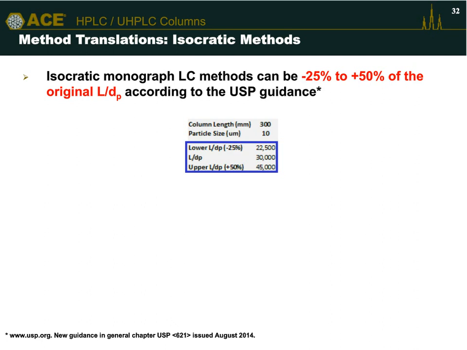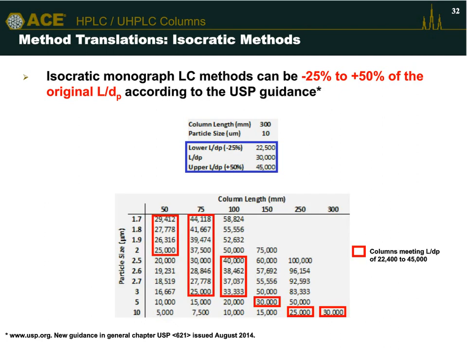So if we look at our column grid again, we can now see a lot more options available to us to convert our separation. We would still be complying with the guidance if we chose columns within those red boxes. So whereas previously we had 3 red boxes, now we have much larger options. And we can use that, and we can go much faster with our chromatography.